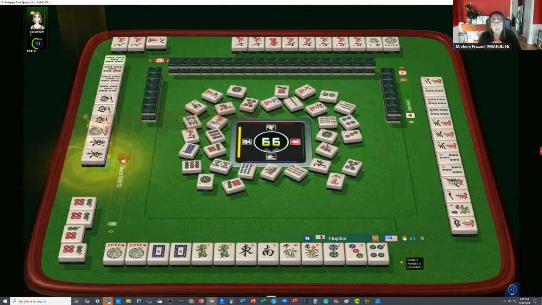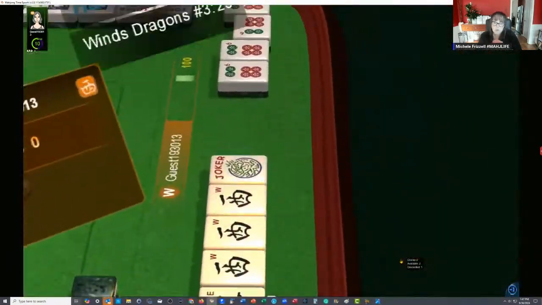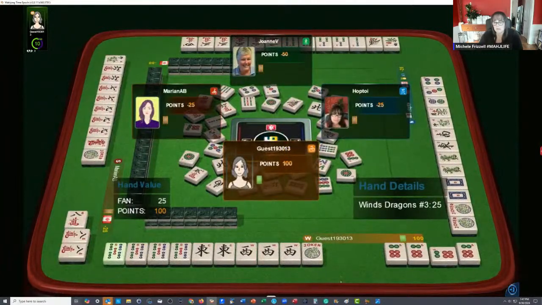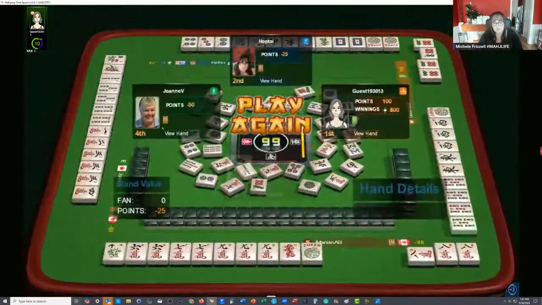Mahjong. Okay, so we have a winner. They did have our west. 5-6 with east and west. They have 1 joker. They drew, oh no, somebody else threw the winning tile, the 5 bam. Over here, they have a red dragon, which is one of the things we were looking for.